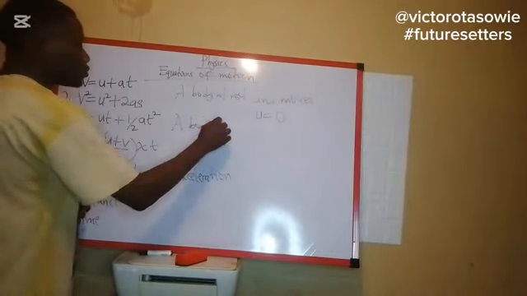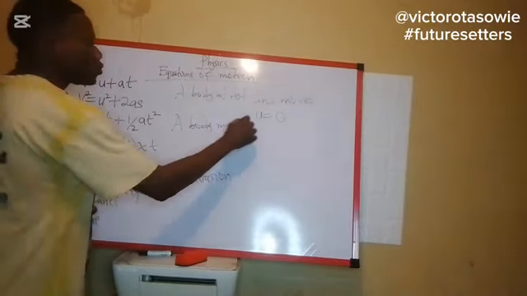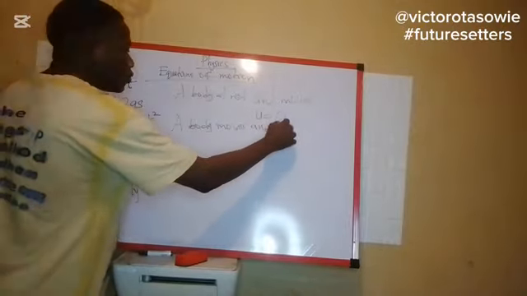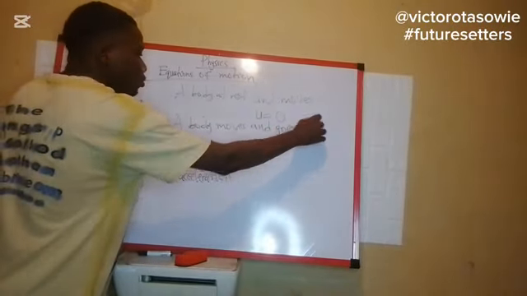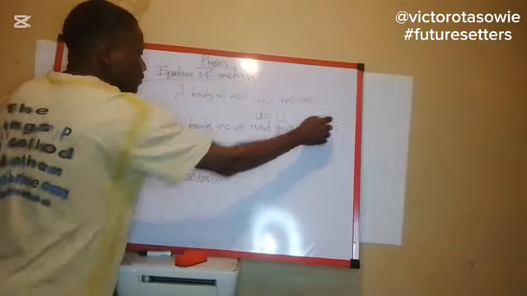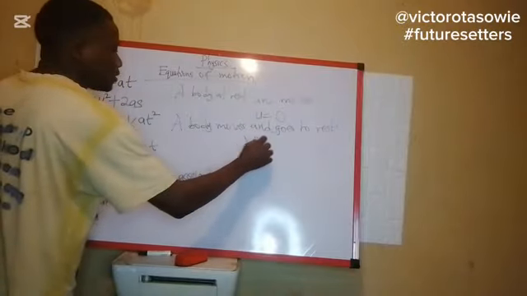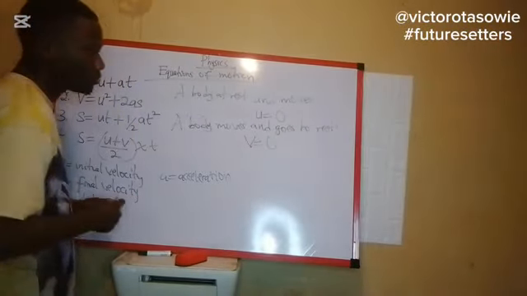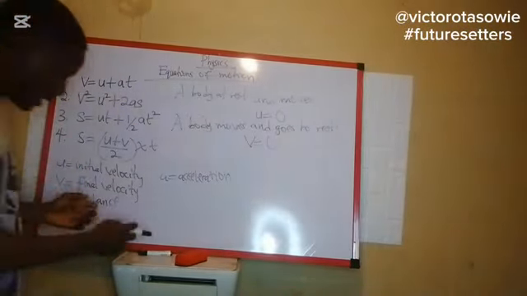If a body moves and goes to rest, it means that final velocity is what? 0. So these are certain things that we have to understand.